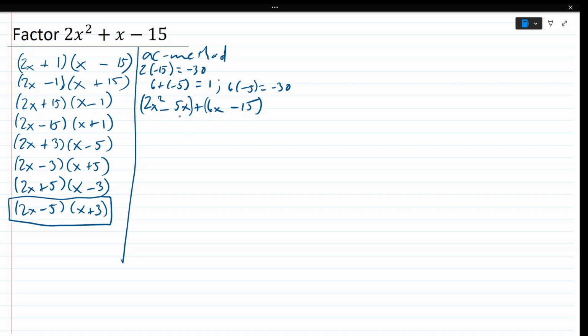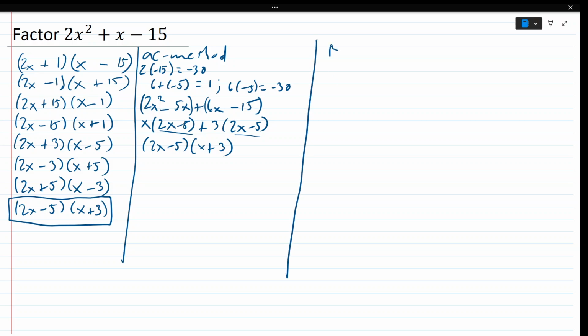Then we factor out the GCF in the first pair, which would just be x in this case. And then what we'd have left over would be the 2x minus 5. From the second pair, I could factor out a 3, and we'd have the 2x minus 5. And since what's inside the parentheses is the exact same, that tells us we're doing the right thing, because we could then factor out that 2x minus 5. And we'd have left over the x and the plus 3. So again, that'll be the same answer.